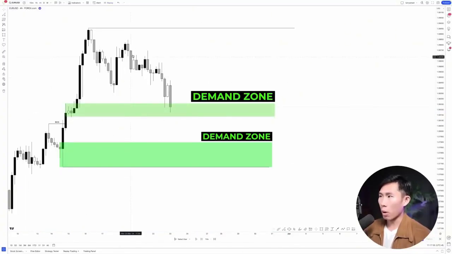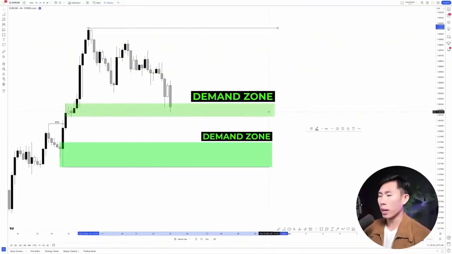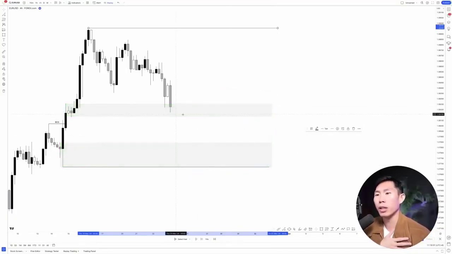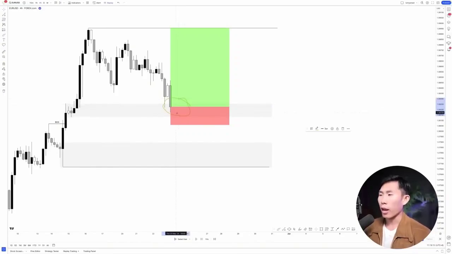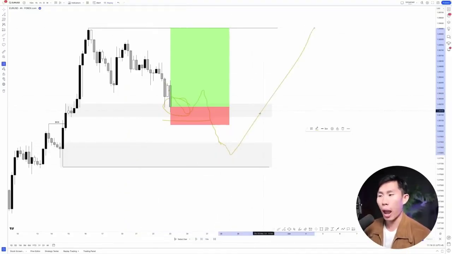You can see right now price has tapped into this near demand zone. So when you look at this, there are 2 demand zones: the near demand zone and the extreme demand zone. I personally don't like to enter on the near demand zone, because if you try to enter for a buy right here and place a stop loss below this zone, price could potentially come down and tap into the extreme zone before the real move actually happens.